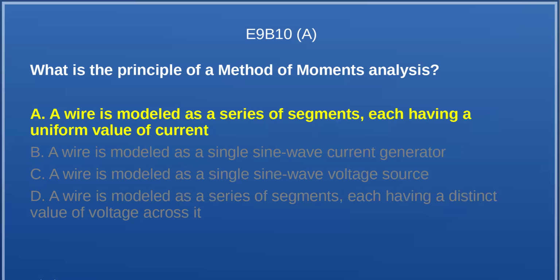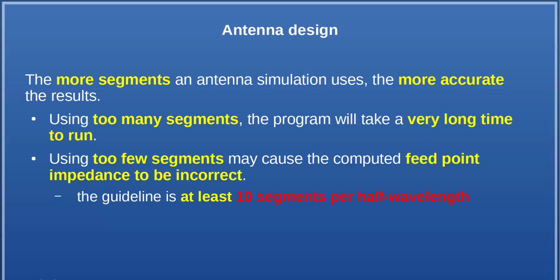It assumes a uniform current for each segment. So that's how it's doing the calculation based on what the average current would be for that little segment. And I mentioned this, the more segments, the more accurate it is. Too many segments, it takes too long. You sit there for hours.